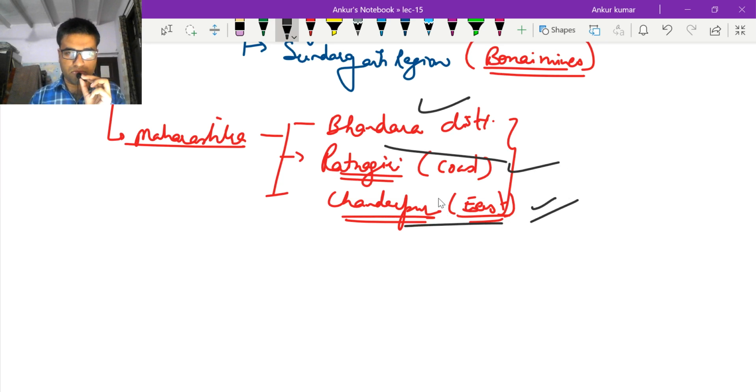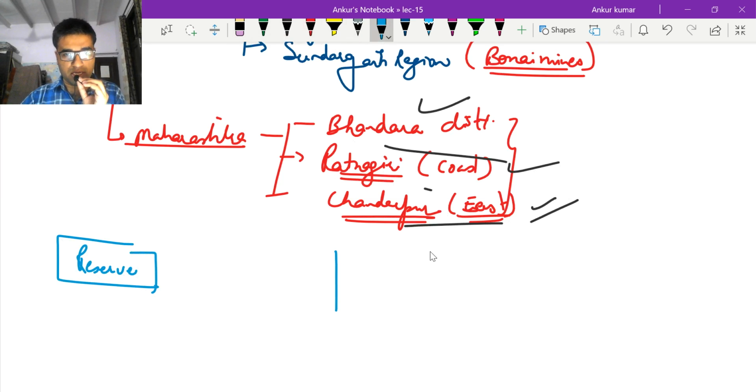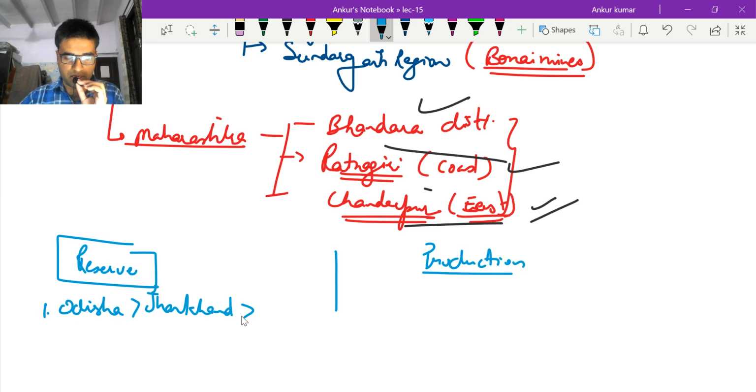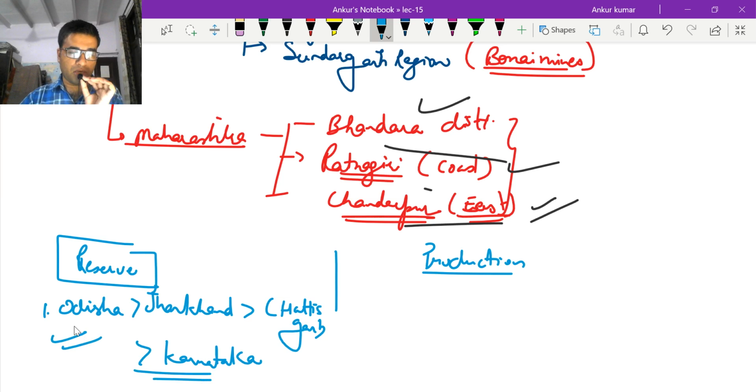Now let us do the two series which are important from the prelims point of view basically. One is with regard to the reserve category and another is with regard to the production category. When you come to the reserve, Odisha has the highest iron ore reserve. After Odisha, it is Jharkhand. After Jharkhand, you have Chhattisgarh. And after Chhattisgarh, Karnataka. So this is the sequence in the iron ore reserves.